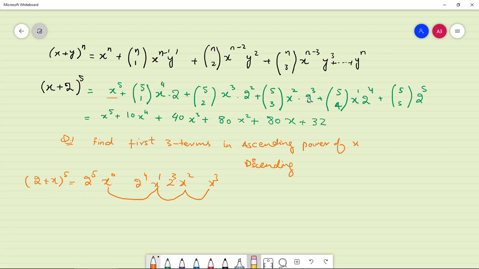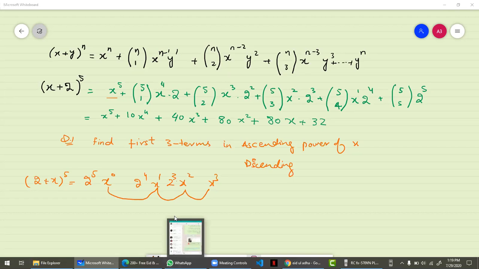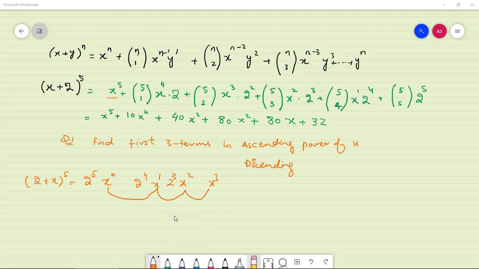One more thing: if there is a plus sign, then that is okay. There is no major difference or change. If there is a negative sign like this, for example (x minus 2) power 8, and they ask to find the ascending power of x, ascending.